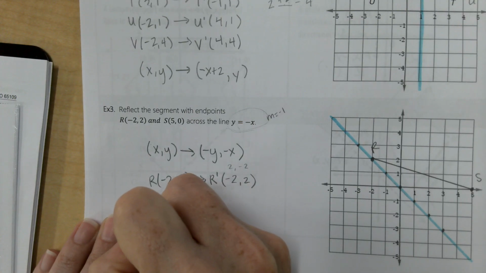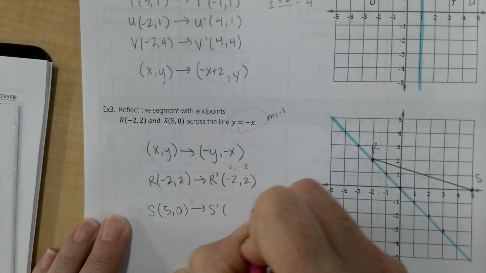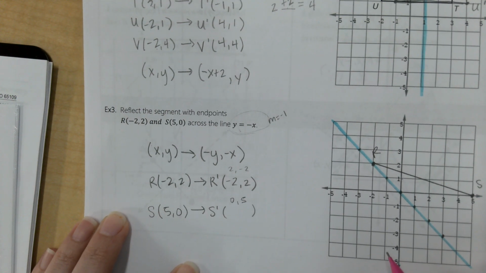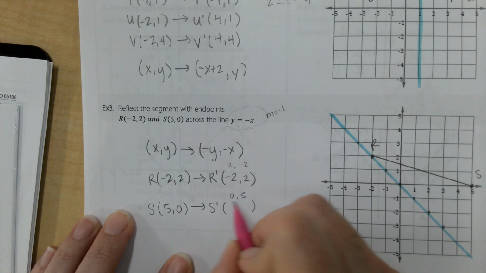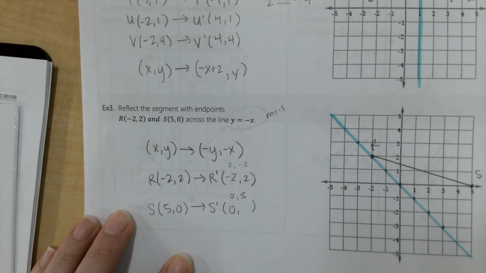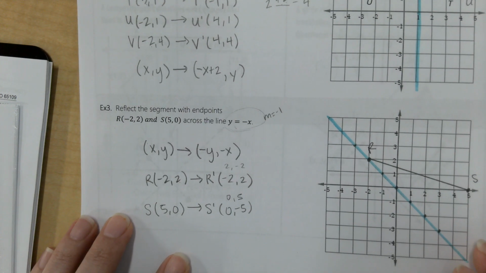Okay, so S is 5, 0. So S prime, if I flip it, 0, then 5. And then I change the signs. Does 0 actually have a sign? Nope, it just stays 0. What does the 5 become? -5.